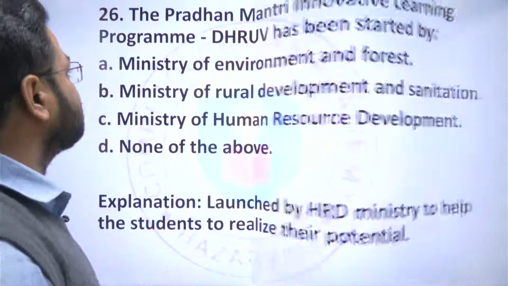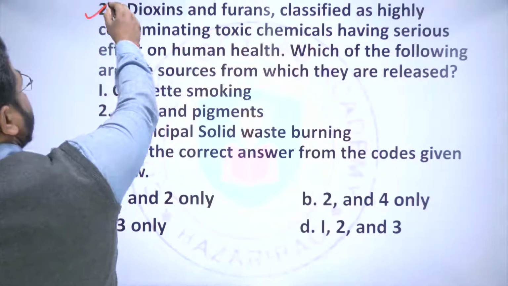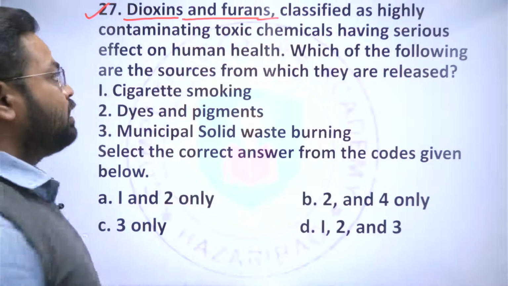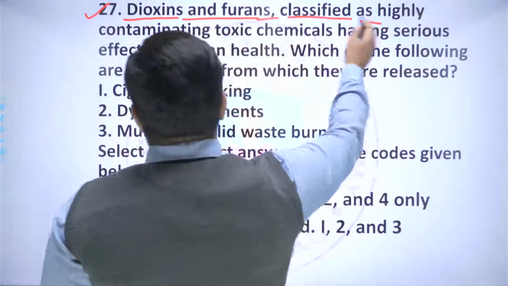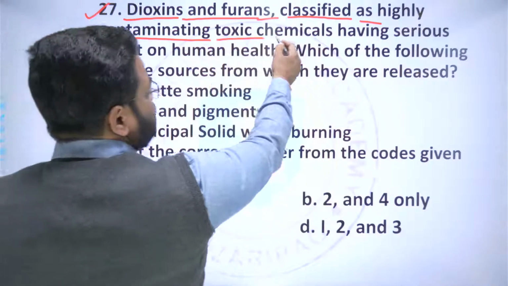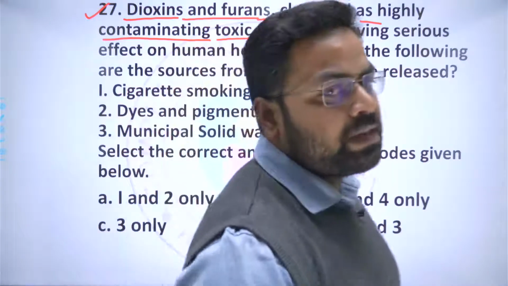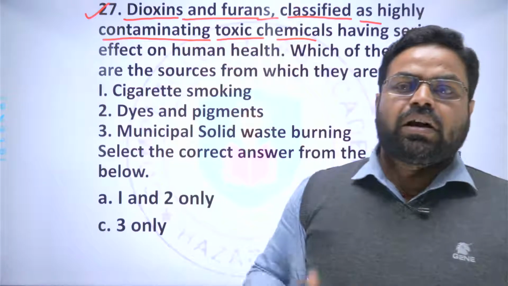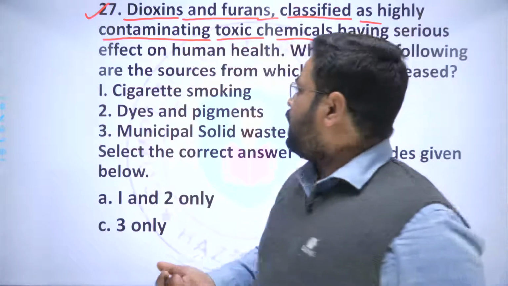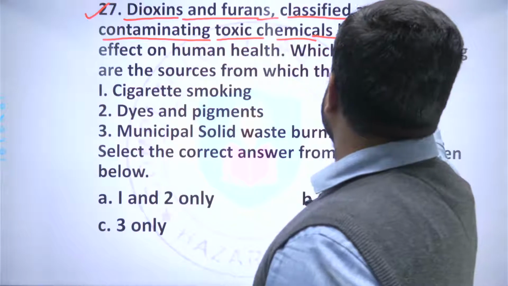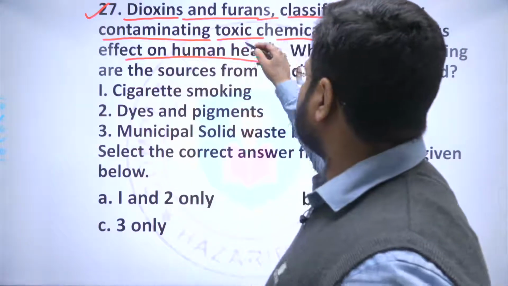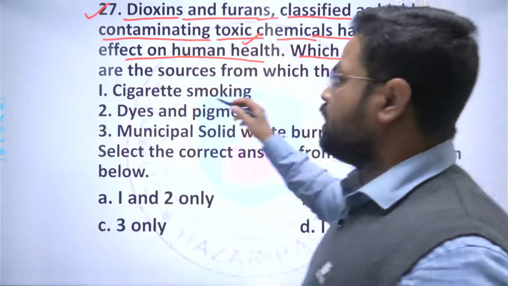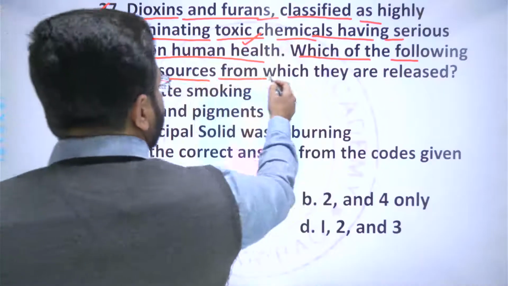Now come to the next question. Here it says that dioxins and furans, these are two gases, and these are classified as highly contaminating and toxic chemicals. These chemicals or gases are basically carcinogenic gases. These gases may cause cancer in people, and they have a serious effect on human health because they are carcinogenic.